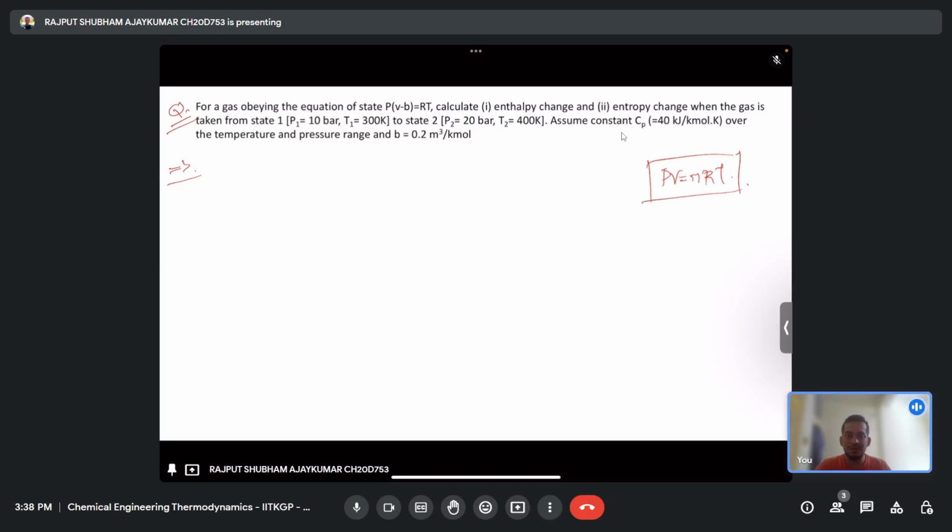So this A and B in van der Waals, this equation is somewhat related to the van der Waals equation of state, and A and B are van der Waals constants. Okay, so we'll try to solve it out. First, we write what has been given to us.